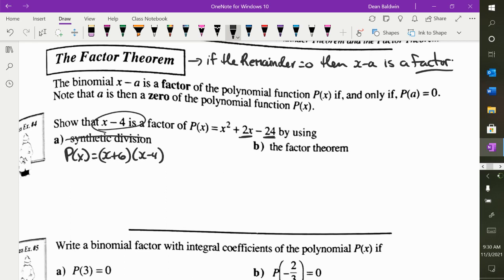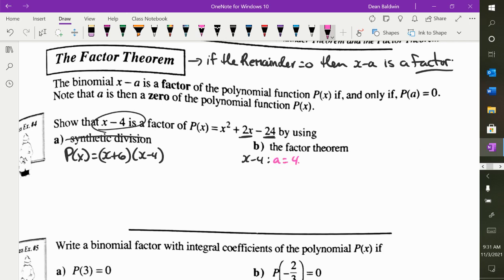Yeah. Those two brackets are called factors. So we can see that x minus 4 is a factor because I factored the polynomial. Now, factor theorem says if the remainder is 0, then we know it is. So it's a way to test it before you actually do the whole factoring thing. So using x minus 4, what's my a value?